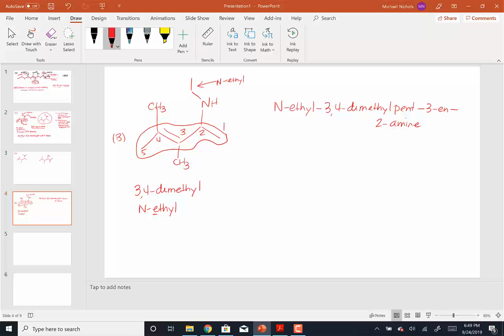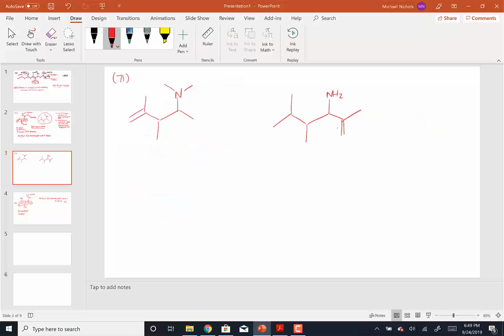And that one, I believe, is number D. So this is letter D, the name that's given in problem 71. Okay? So here are the last two. If you're an overly ambitious go-getter student, you could stop the video right now and do these names and see if you get them correct. If you still need a little bit of help, I'll walk you through the last two.